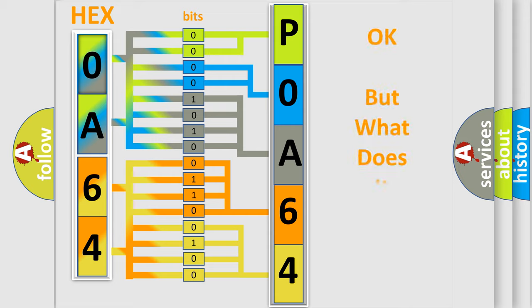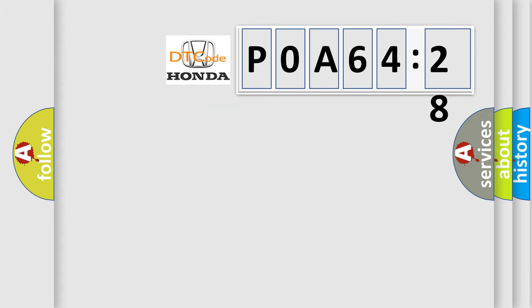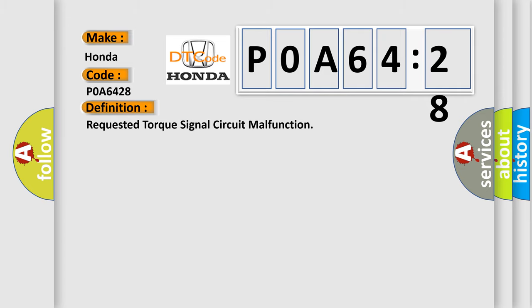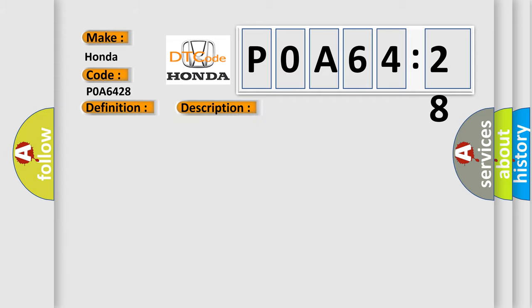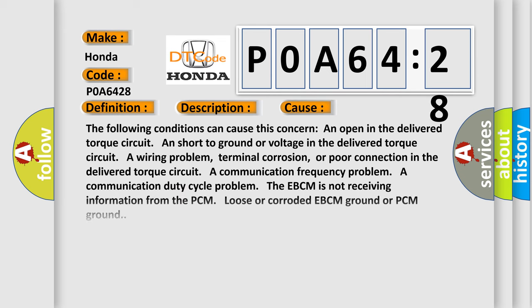The number itself does not make sense to us if we cannot assign information to what it actually expresses. So, what does the diagnostic trouble code P0A64-28 mean specifically for Honda vehicles? The basic definition is requested torque signal circuit malfunction. And now this is a short description of this DTC code. The engine is running. This diagnostic error occurs most often in these cases.